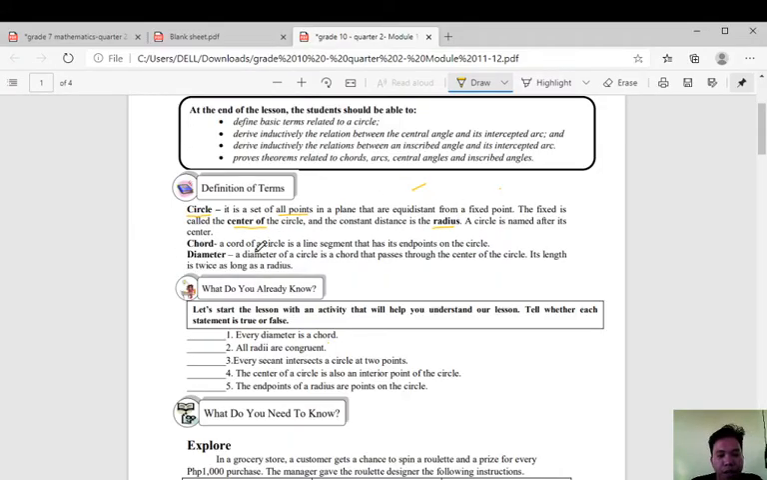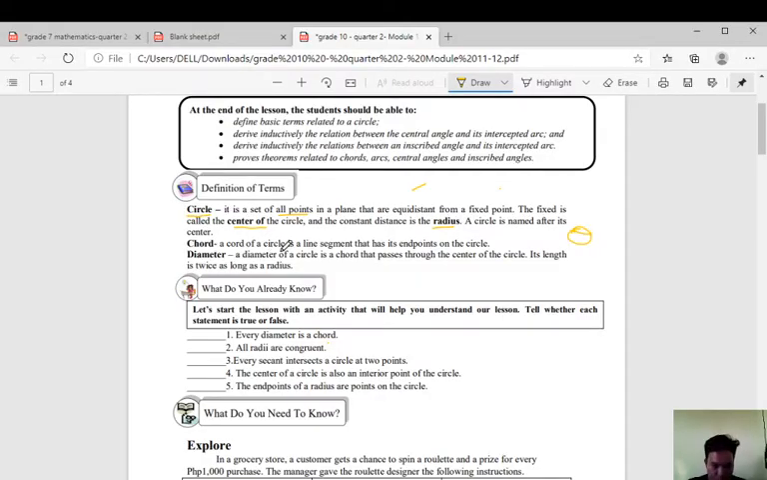So next is chord. What is a chord? A chord of a circle is a line segment that has its endpoints on a circle. So if this is our circle, sorry for my drawing, then the endpoints of that line are on the circle. For example, we have an endpoint here, and we have another here. If you connect those two endpoints, then that would be a chord.